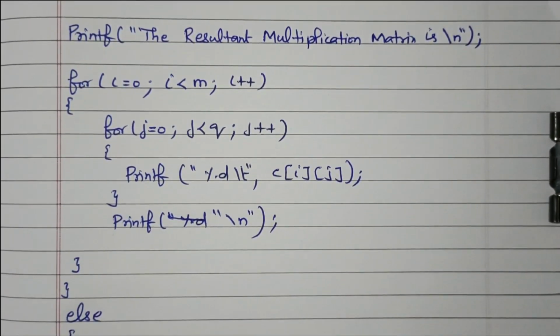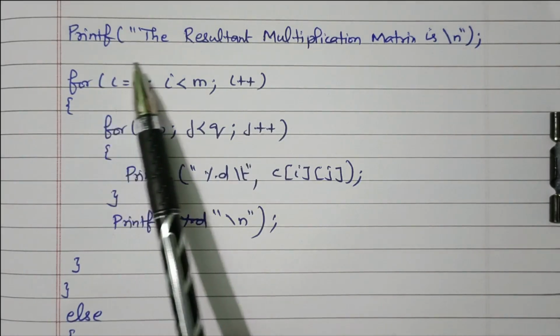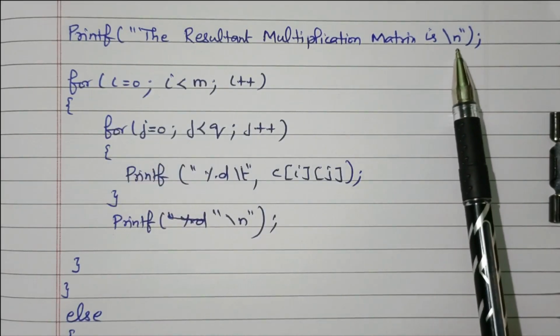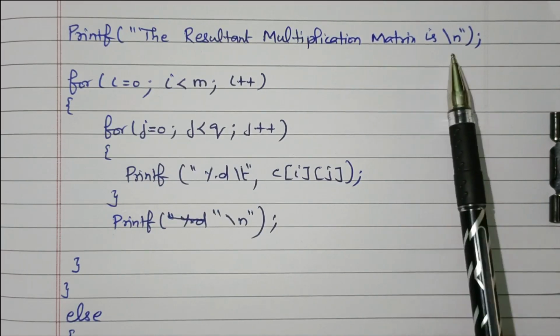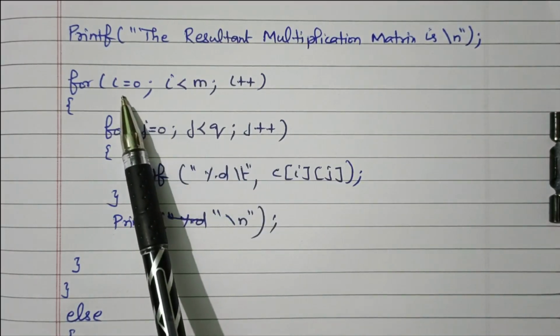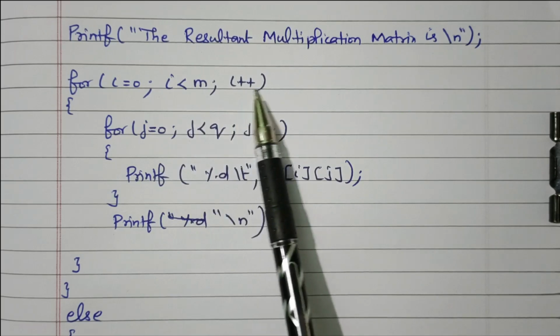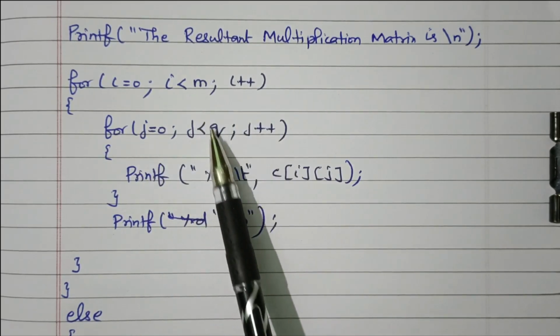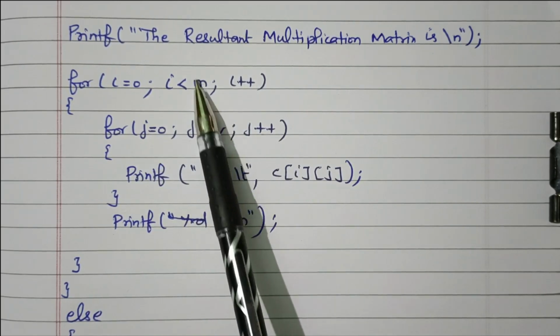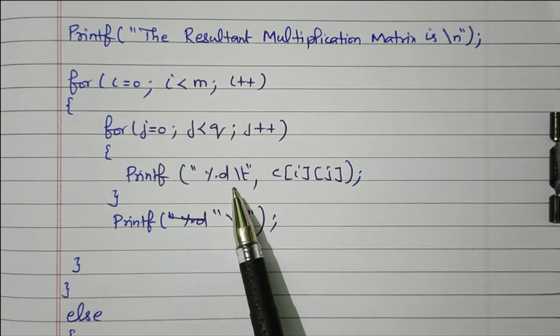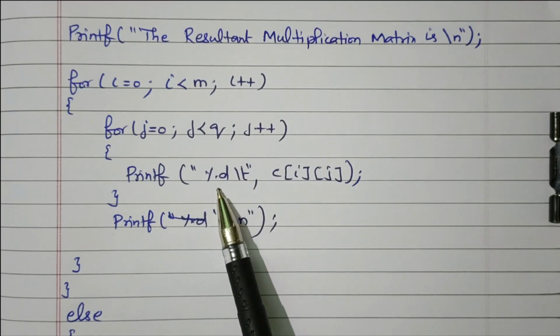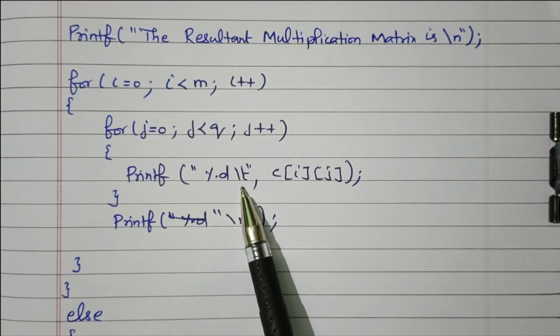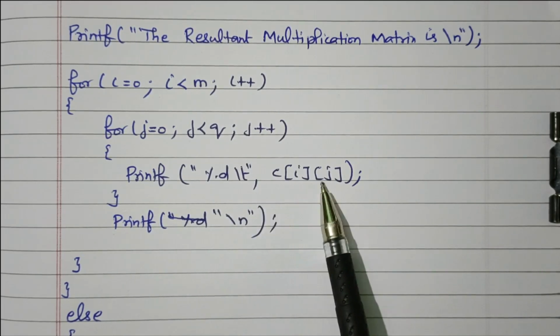The resultant matrix, we need to display. Right. Printf of the resultant matrix is \n, which means after printing this line, it will go to the next line. For i equal to 0, i less than m, i plus plus. For j equal to 0, j less than q, j plus plus. So for the resultant matrix also we are using m into q, right? Printf of \t. This \t will provide the tab spacing between the elements. After printing the first element, some space will be provided, C of ij.